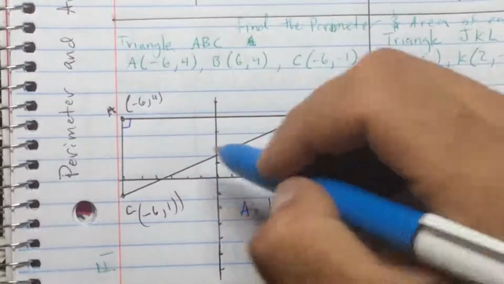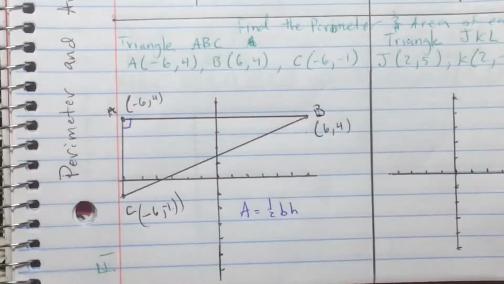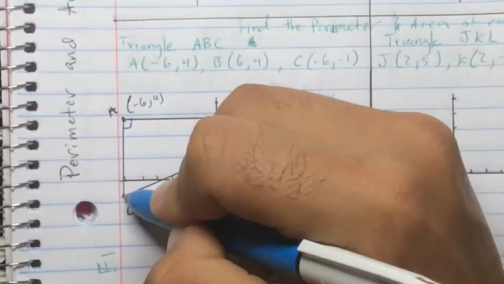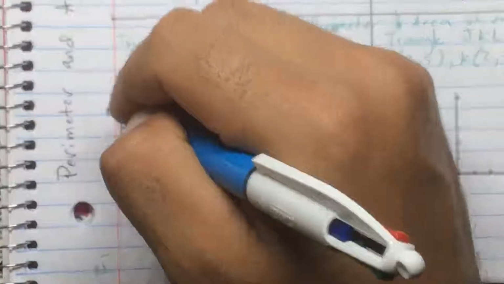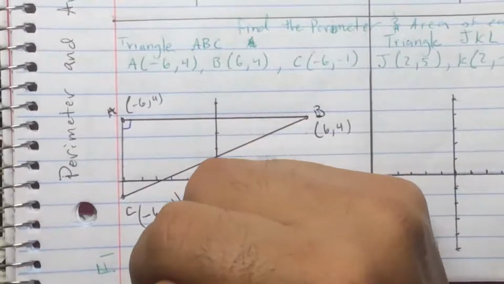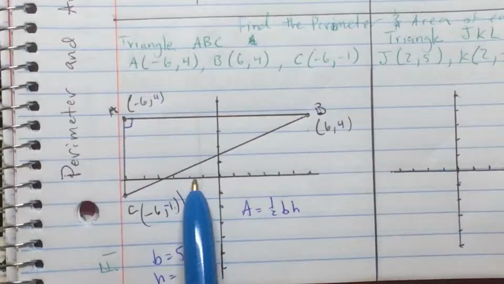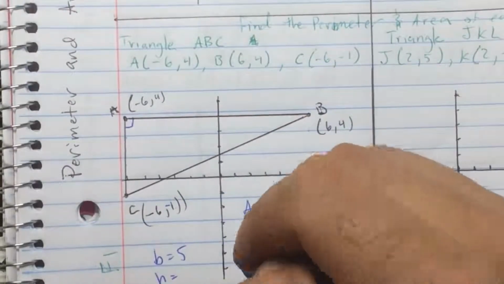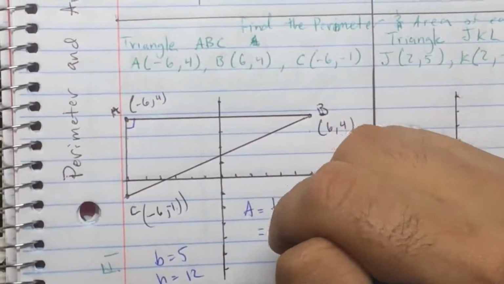So we can go ahead and just count. So if this was at -1, -1 there, we would count up 1, 2, 3, 4, 5. Or from here, 1, 2, 3, 4, and 5. So our base here, we're going to use this one as the base, is going to equal 5. Our height is going to be equal to the height here, which is 1, 2, 3, 4, 5, 6, 7, 8, 9, 10, 11, 12. 12 there.